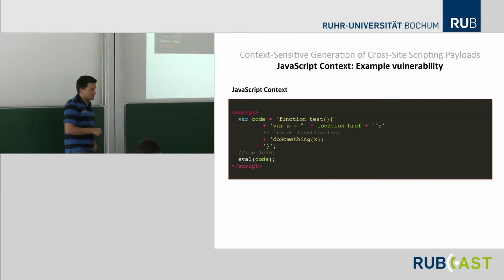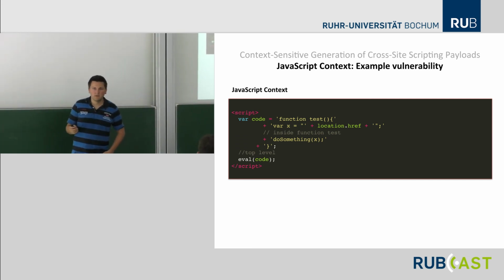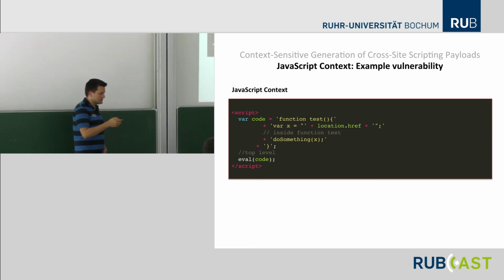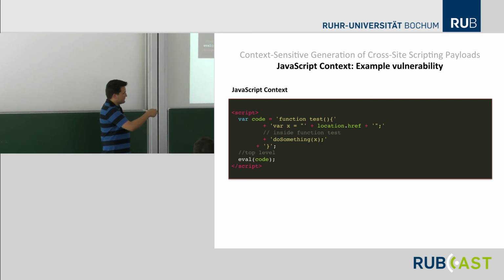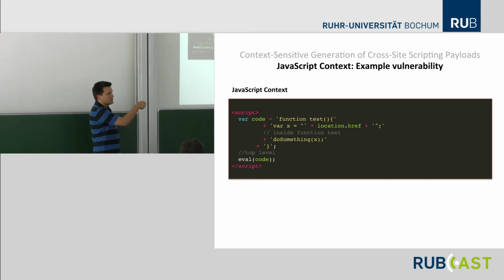So let's now look at the JavaScript context. So here's another example for the JavaScript context. In this case, the web page constructs code from strings. So here it constructs a function, which is named test.